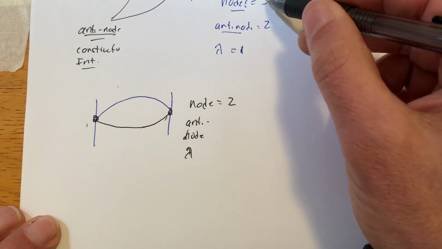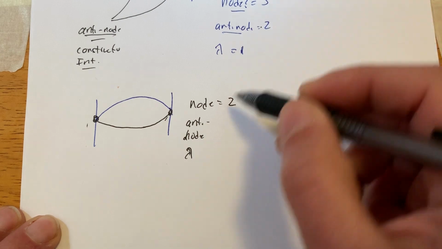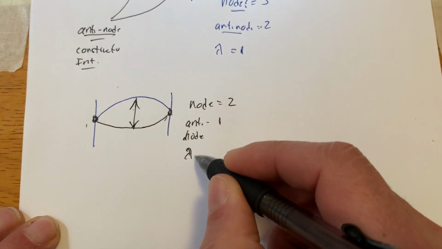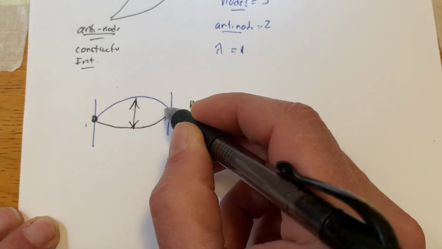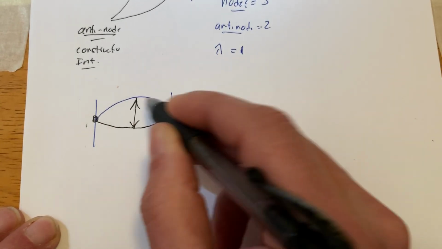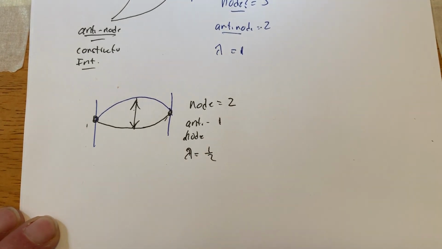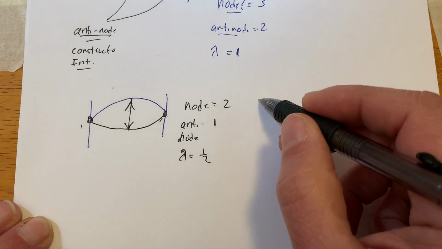Let's see, before, 3 nodes, 2 antinodes, 1 less. How many antinodes? Well, there's the part that's wiggling up and down, 1. And how many wavelengths do I have? Well, this is not a full wavelength, so I have to continue. This looks like I have half a wavelength. Okay, well, let's take a look at this guy.